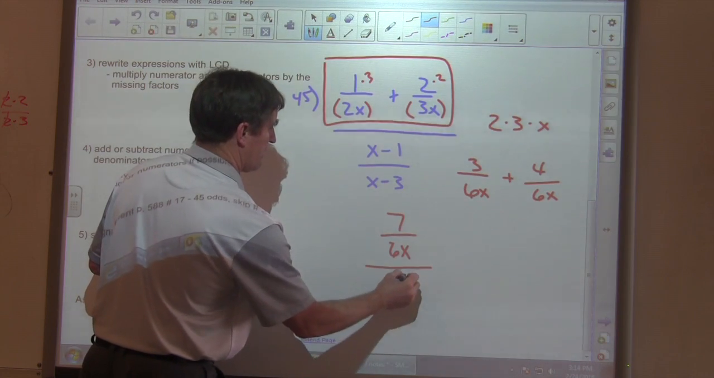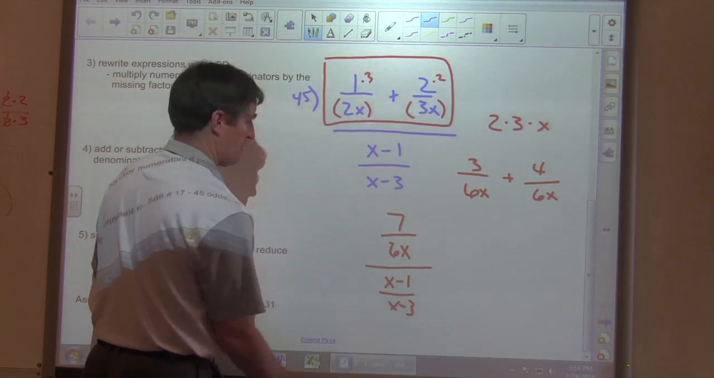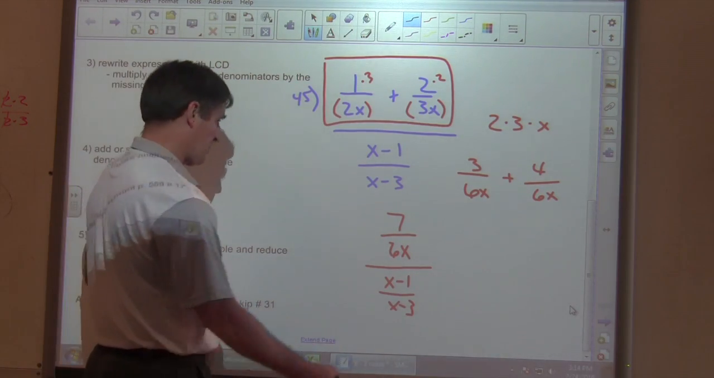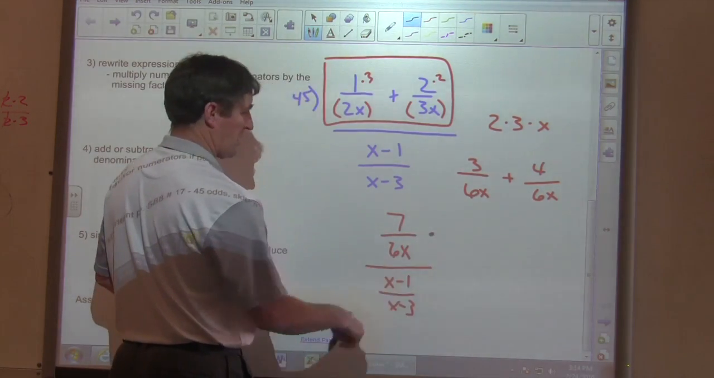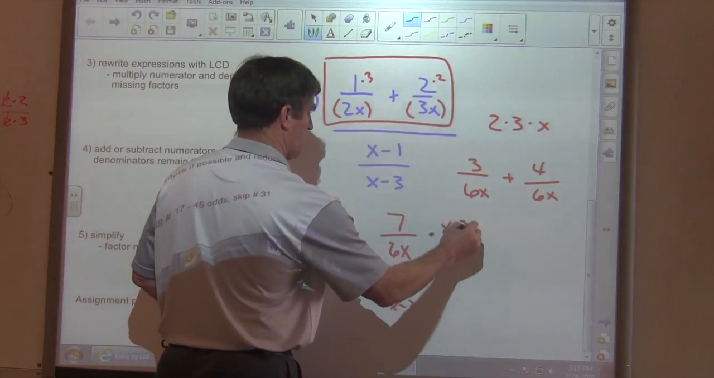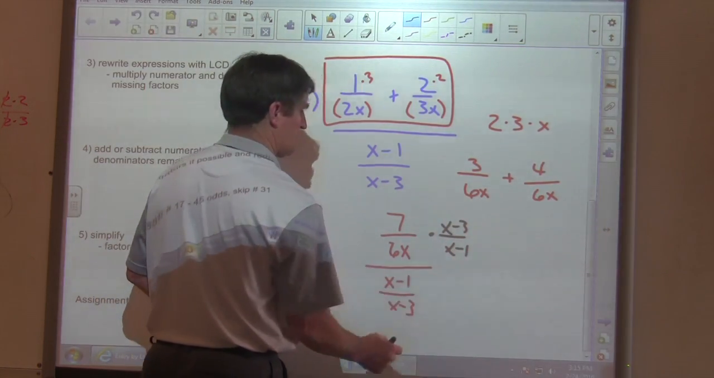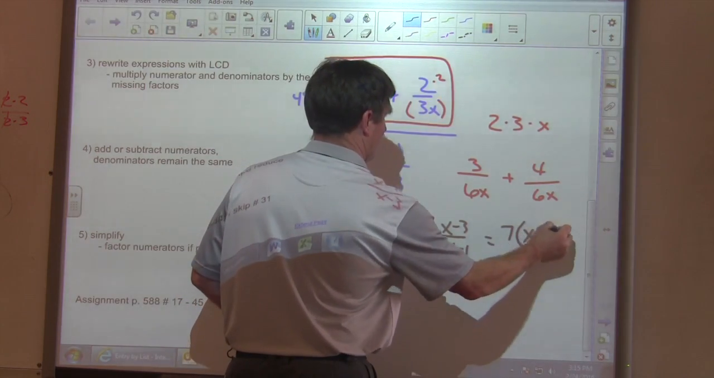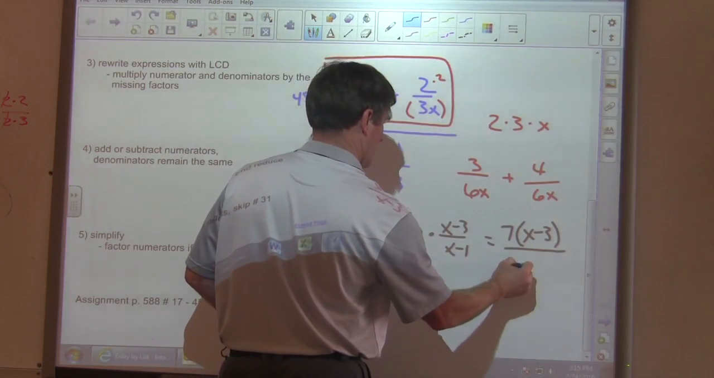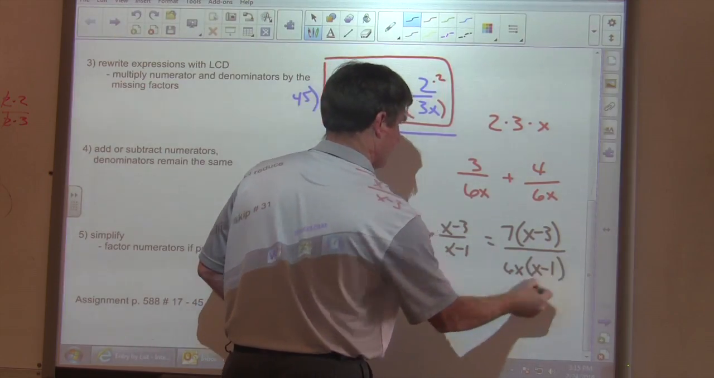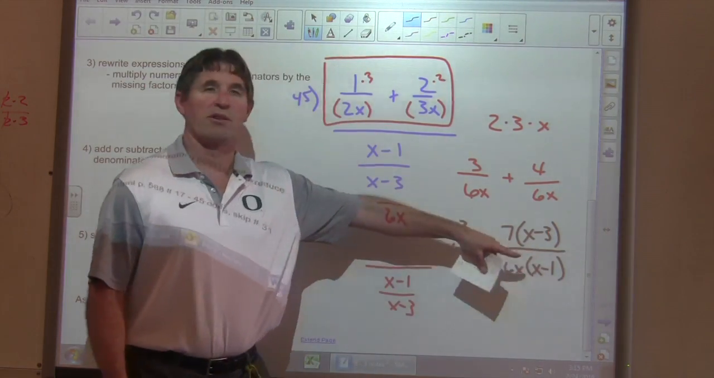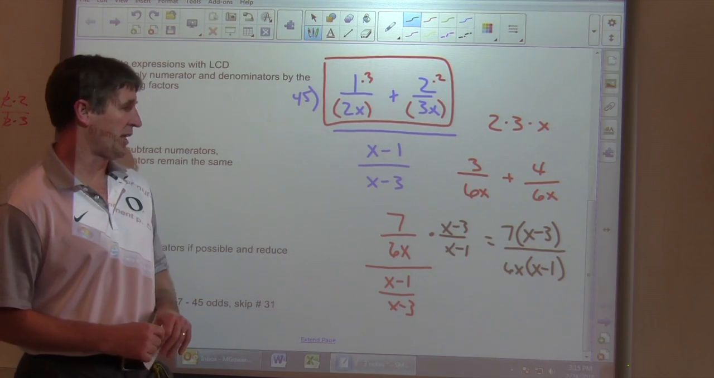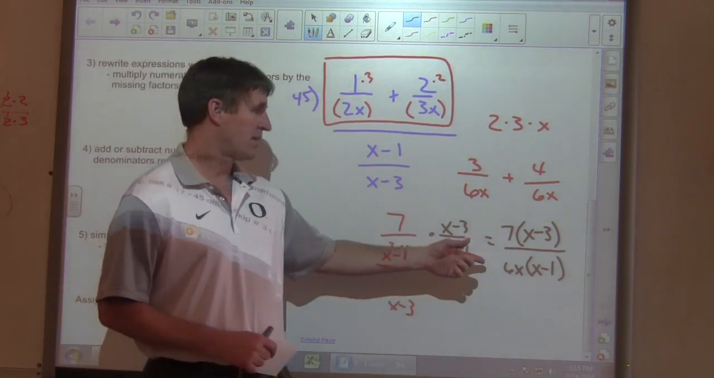Divided by x minus 1 over x minus 3. Now to divide fractions, remember that means to multiply by the reciprocal of what I'm dividing by. So x minus 3 over x minus 1. Now you could have multiplied those out and distributed that, but there's really no reason to, because you want to factor to see if you can cancel anything anyway. In this case I can't, and so I'm done.